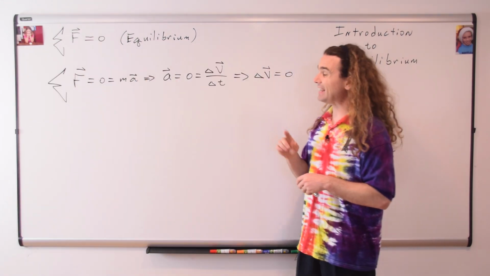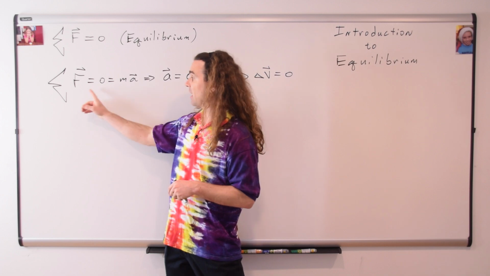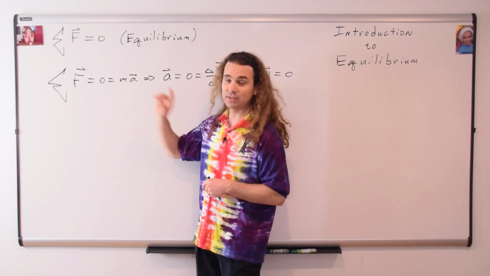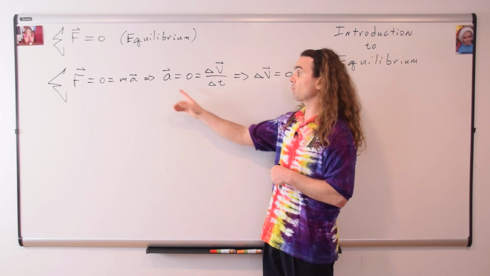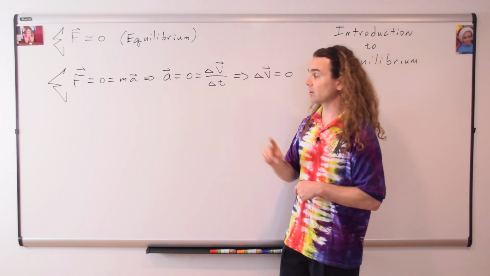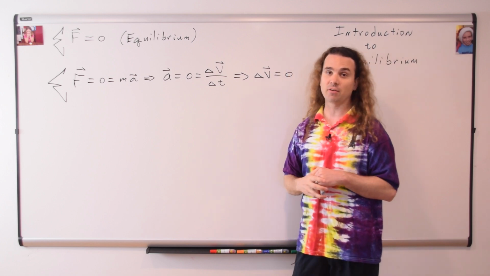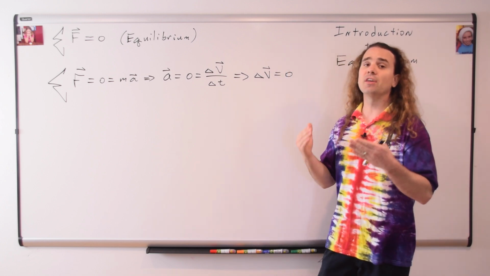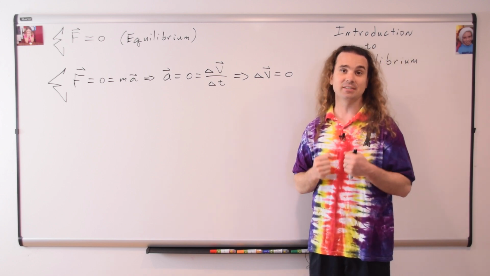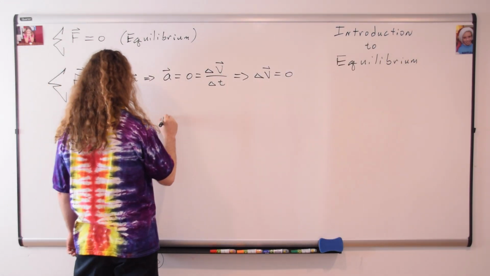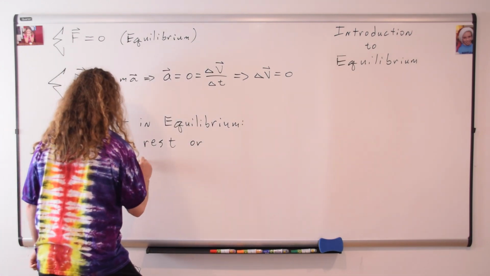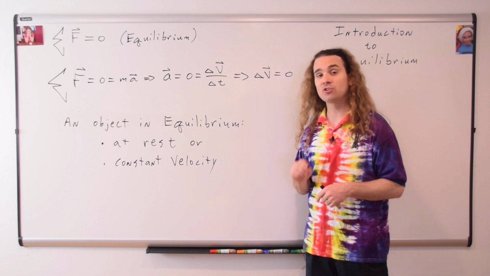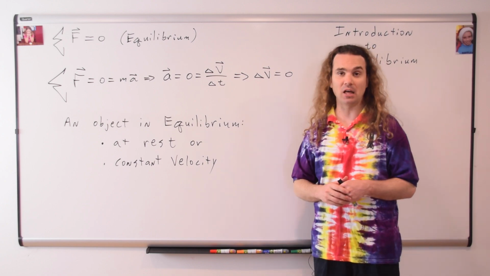Correct. When an object is in equilibrium, the net force acting on that object is equal to 0, and according to Newton's second law, the net force is always equal to mass times acceleration. Therefore, the acceleration of the object is equal to 0, and acceleration equals change in velocity over change in time. Therefore, the change in velocity of the object is equal to 0. Therefore, the velocity of the object is not changing. Which means an object in equilibrium is either at rest or moving with a constant velocity.